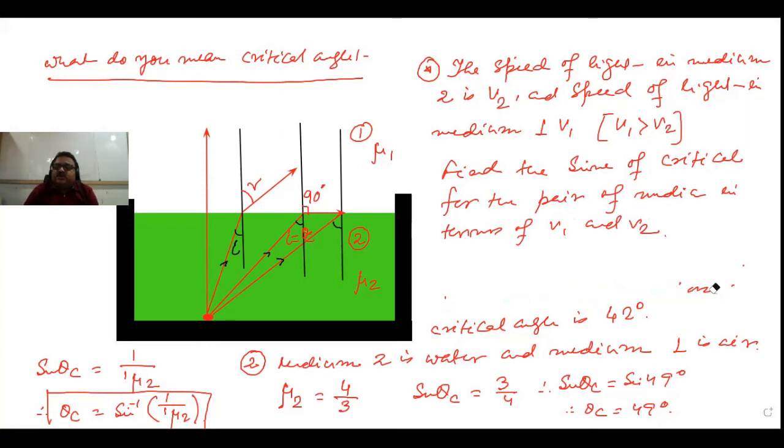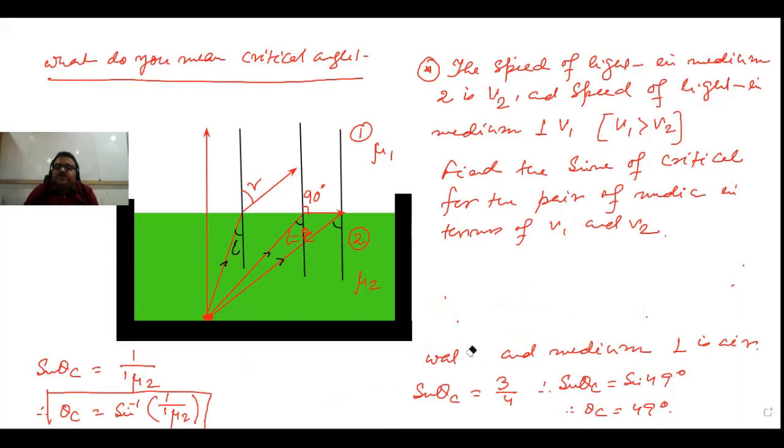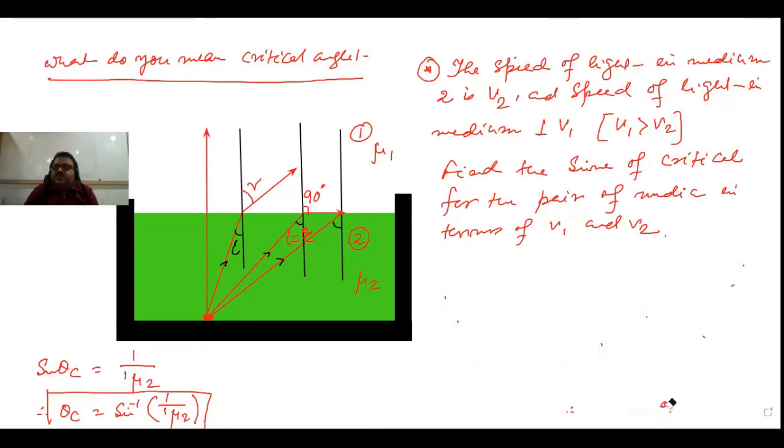So as usual, what will I do? We'll do it like this. What is the meaning of 1 mu 2? It is the ratio of the speed of light in medium 1 to the speed of light in medium 2. Or what we know, 1 mu 2 is equal to mu2 by mu1. Mu2 is called absolute refractive index. We can replace this by C by V2 and this by C by V1. Therefore, it is equal to V1 by V2.